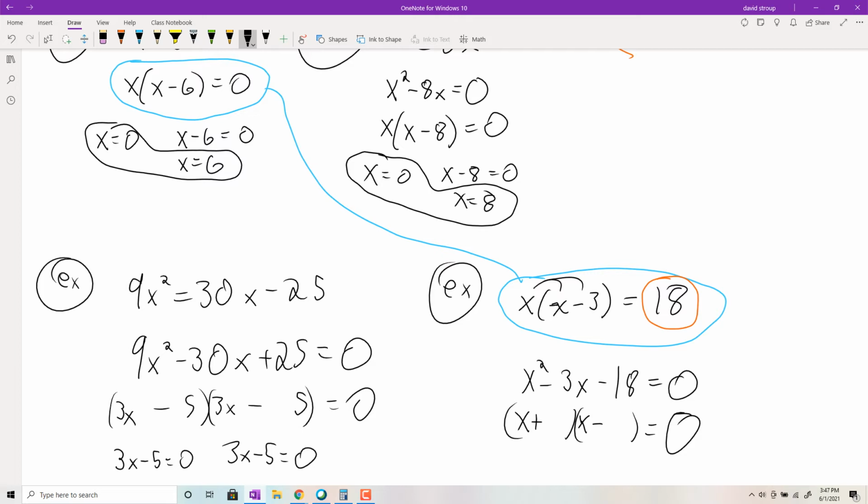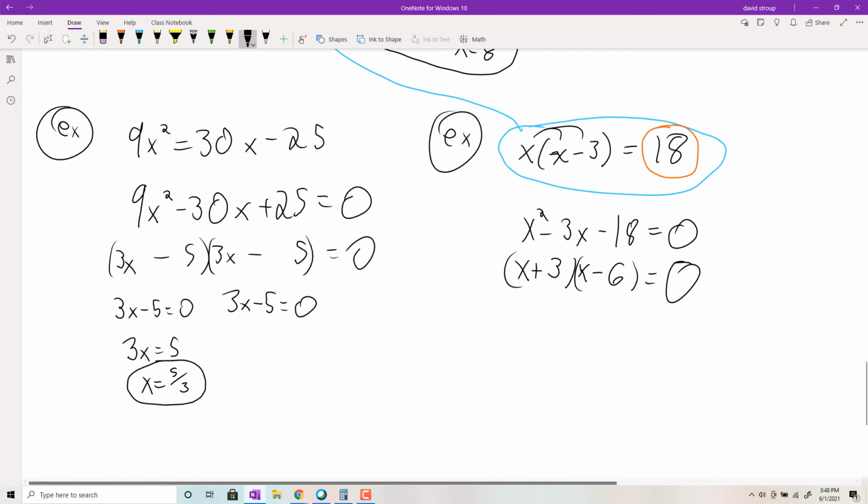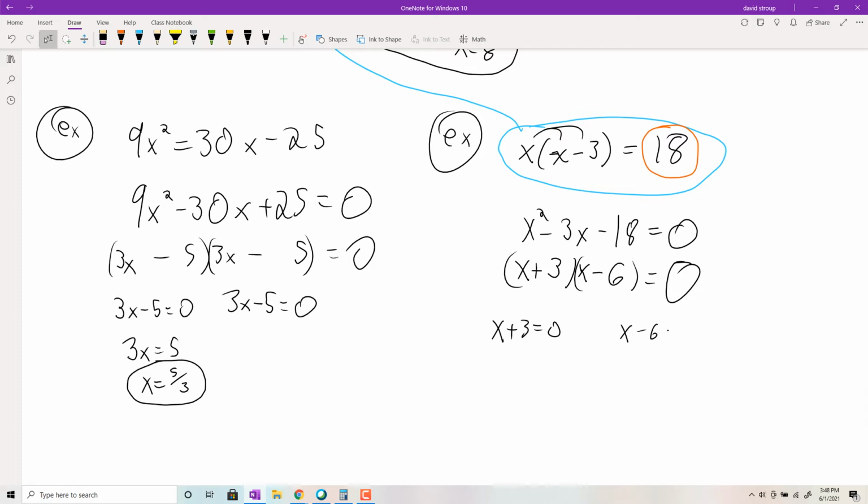Anyways, plus minus, you want the bigger number to be negative. So 6 and 3 we're thinking. Make sure that works. x squared minus 6x plus 3x is minus 3x, and then minus 18, okay, it works. Set each part equal to 0. And we get x is negative 3, x equals 6 as our solutions.